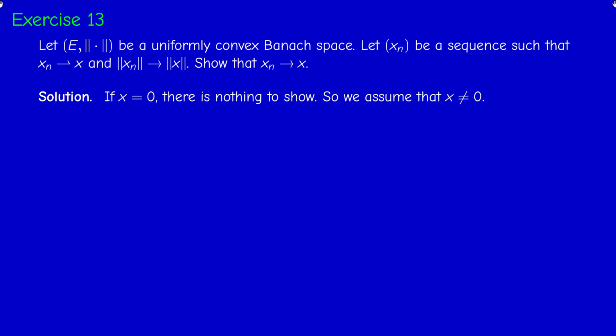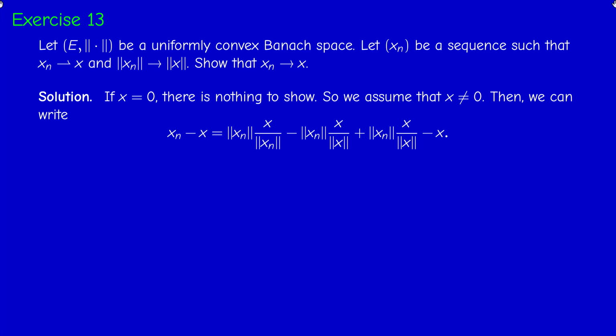So therefore, we deal with the case where X is not 0, and therefore we can divide by the norm of X. And we write Xn minus X in the following way. We divide and multiply by the norm of Xn, which actually makes sense because if X is different from 0, the norm of Xn converges to something positive. It means that Xn cannot vanish from a certain rank. So it's different from 0 from a certain rank. Therefore, the norm of Xn is different from 0, so we can divide by the norm of Xn.